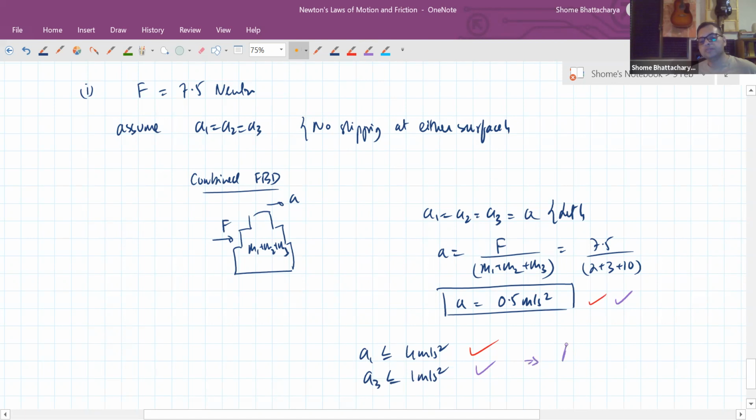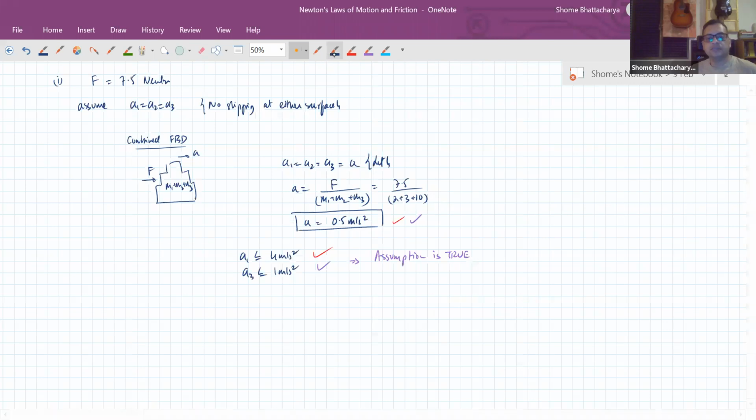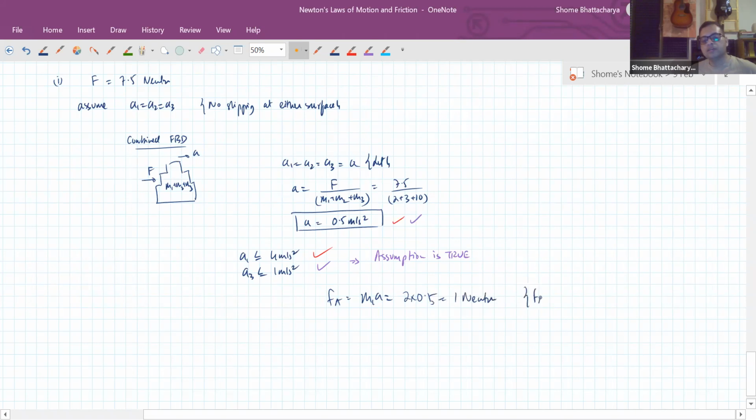So this implies that my assumption is true. And what will happen is that they will have this common acceleration. In fact, FA will be equal to M1 into this common acceleration. So that will be 2 into 0.5, or only 1 newton. Whereas we saw earlier that FA could be up to 8 newtons. So we know that 1 newton is definitely available to support the no slipping condition.